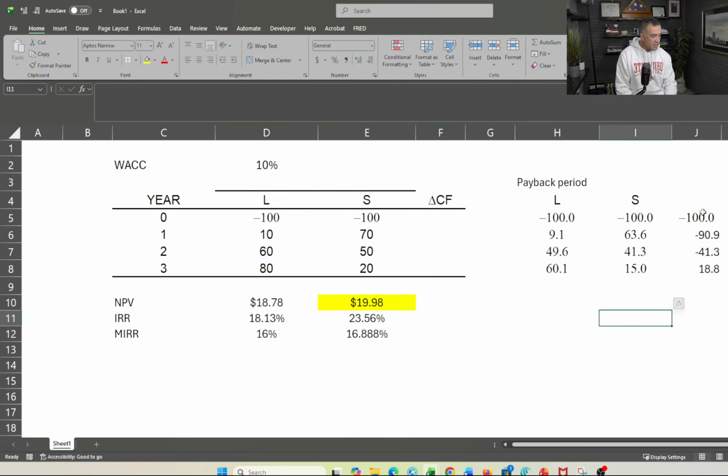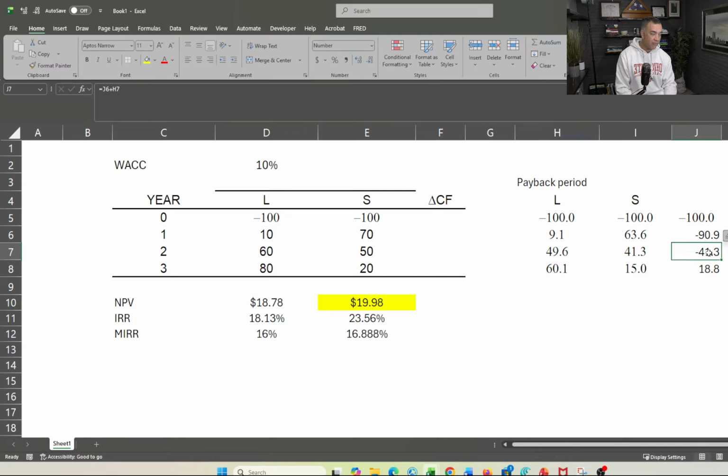I just want to show you what that looks like. Look, we're negative, we're still down. Now we're positive, so we did pay it back within that second year, but it's less than 3 years, so we got to find out what it is. So we know it took 2 years. So there's the period that shows the negative to a positive.